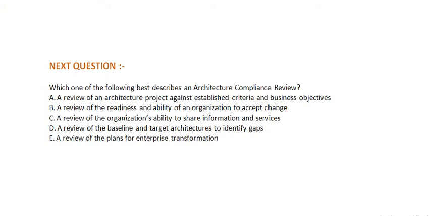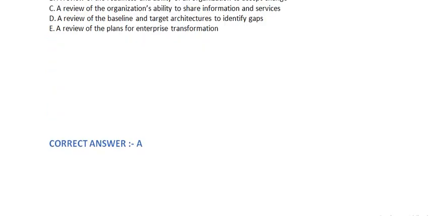Option C, a review of the organization's ability to share information and services. Option D, a review of the baseline and target architectures to identify gaps. And option E, a review of the plans for enterprise transformation. The correct answer is option A.